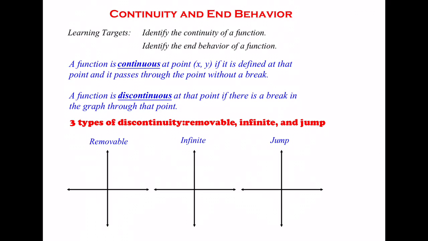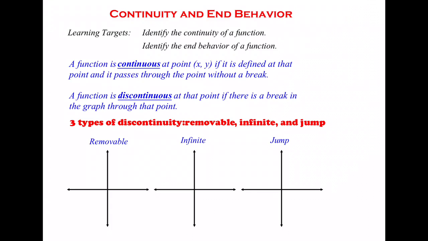Welcome to Continuity and End Behavior. We're going to take a look at graphs that are continuous, and if they are not continuous, then we're going to look at the three types of discontinuity that can occur. We're also going to look at end behavior again, but more specifically on rational functions, whereas before we looked at polynomials. First off, what is a function that is continuous?